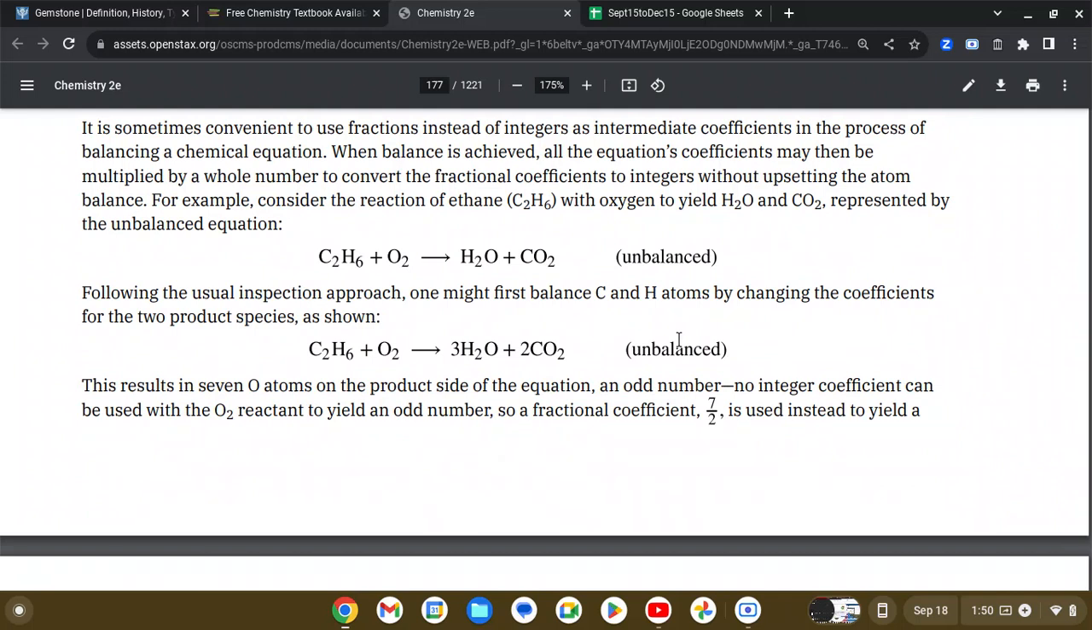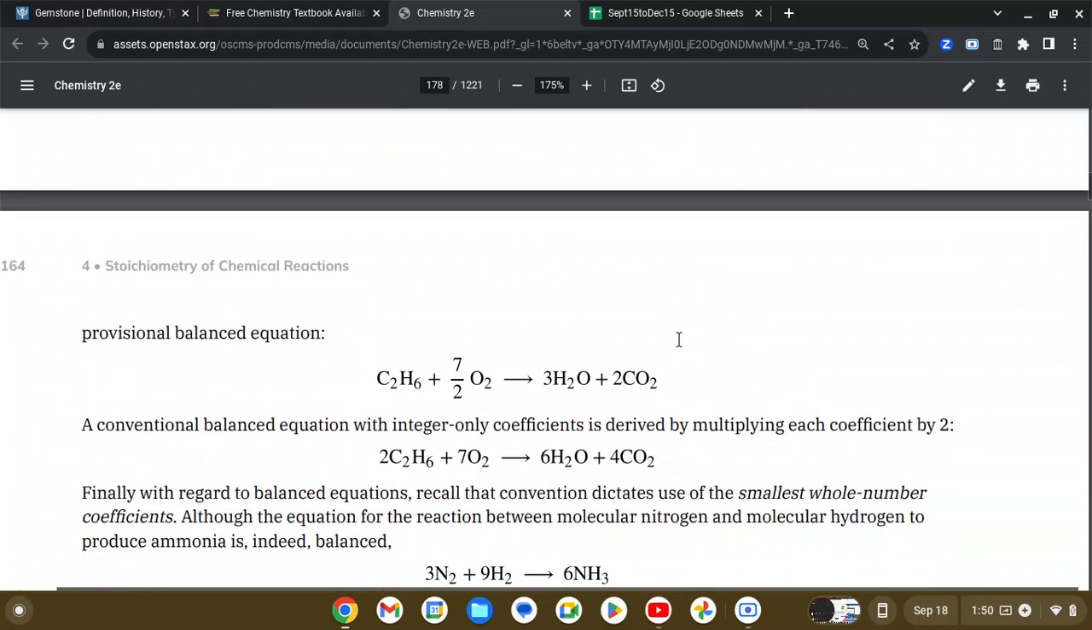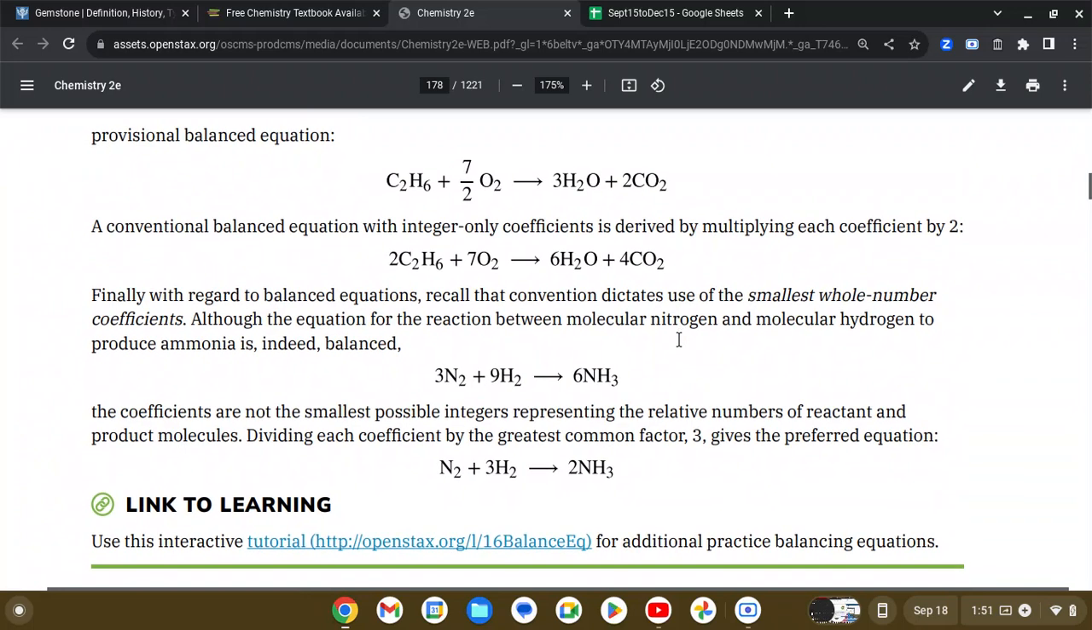This results in 7 O atoms on the product side of the equation, an odd number. No integer coefficient can be used with the O2 to yield an odd number, so a fractional coefficient, 7/2, is used instead to yield a provisional balanced equation. A conventional balanced equation with integer-only coefficients is derived by multiplying each by 2. There you go. Finally, with regard to balanced equations, recall the convention dictates the use of smallest whole number coefficients.